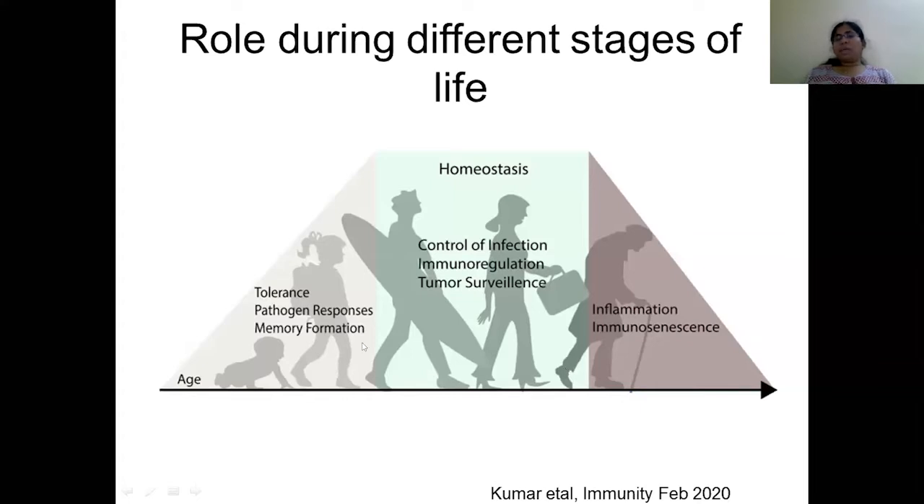During infancy and early childhood, the T cells are predominantly involved in tolerance and in response to infectious agents, pathogens, etc. That is also the time when the T cells are responsible for memory formation. But when you go towards adulthood, up to 40 to 50 years of age, the main function of T cells in a normal human being is basically homeostasis, control of infection, immunoregulation, and tumor surveillance. And as you age, these T cells acquire immunosenescence, and they also have a predominant role in driving inflammation. So this is the general normal role of T cells during different stages of life.